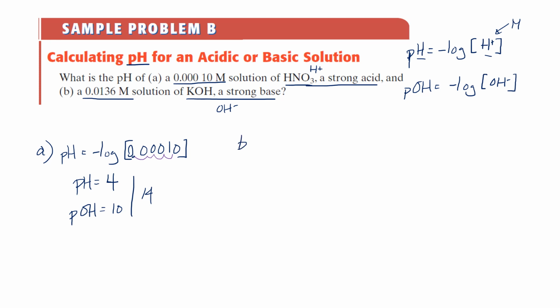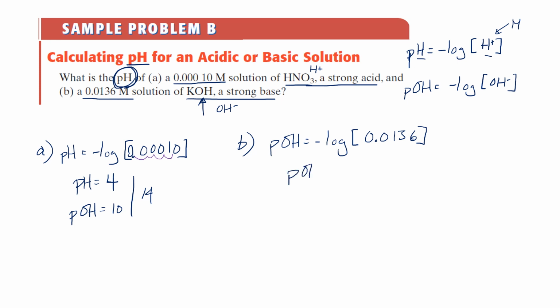Let's do B. For B, I'm going to do negative log again, but I should know that I won't find pH directly, even though that's what the problem wants. The problem wants pH, but the best I can do, because it gives me a base, is to find the pOH first, and then I can find the pH. So let me find the pOH. That's going to be the negative log of 0.0136 molar hydroxide. So I'm just going to do negative log 0.0136, and I get 1.87.